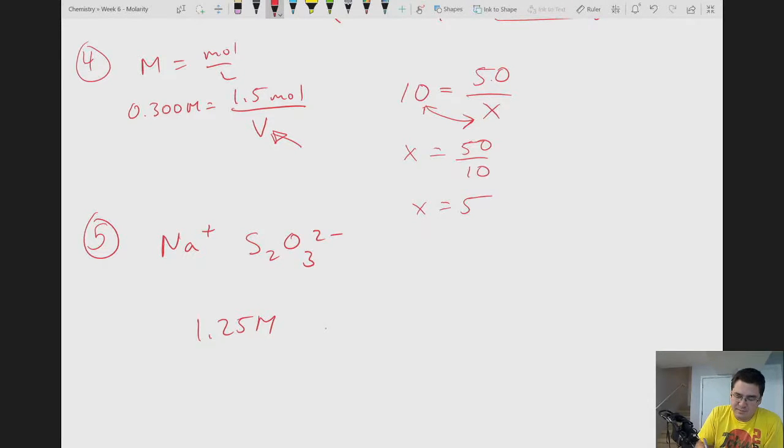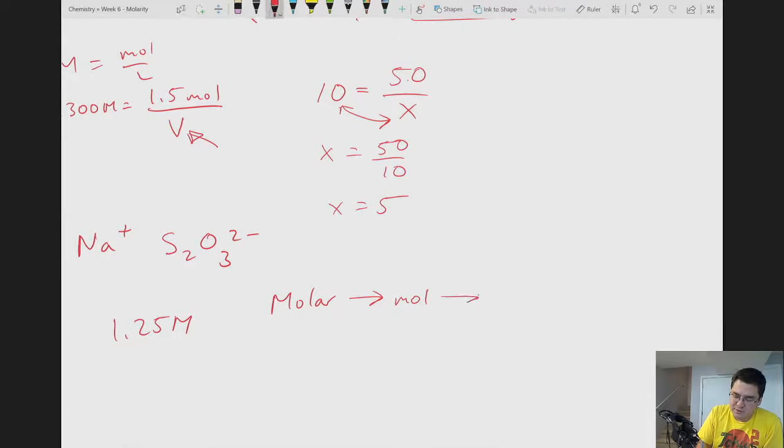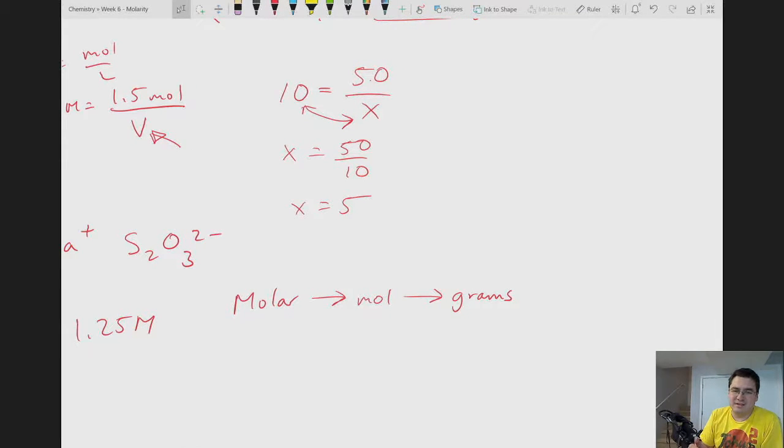So you're going to go from molar to moles. So solve out the molarity equation. Once you know moles, then you're going to convert to grams. Then the process to make a solution: you measure out the number of grams, you fill the container to the appropriate mark, which would be 1 liter in this case, then you dissolve it. You stir it to dissolve, and that would be how to make a solution.